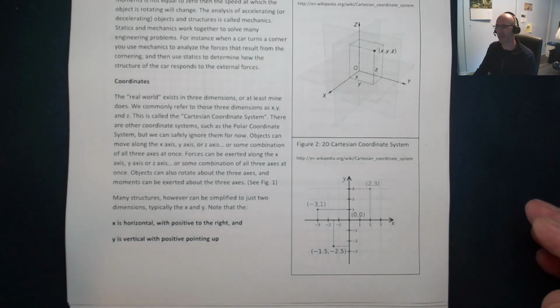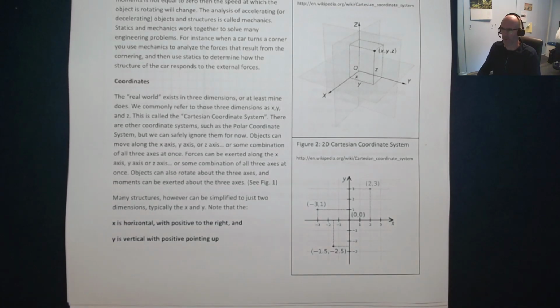So generally, if you see somebody looking at a statics problem, it has to be pretty complex before they solve it in 3 dimensions. We usually want to break it down and take a look at how we can simplify this problem and solve it in 2 dimensions, because that just makes our lives that much easier.